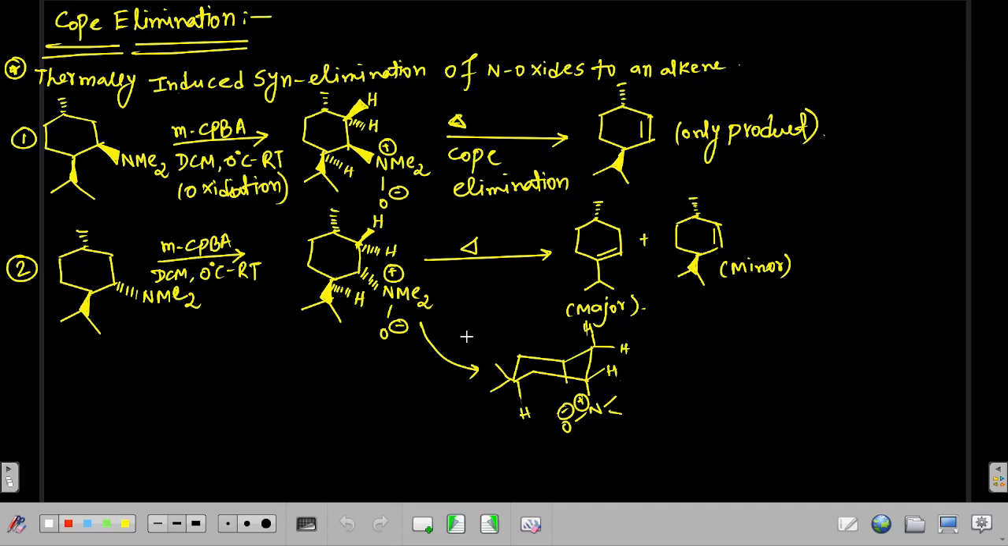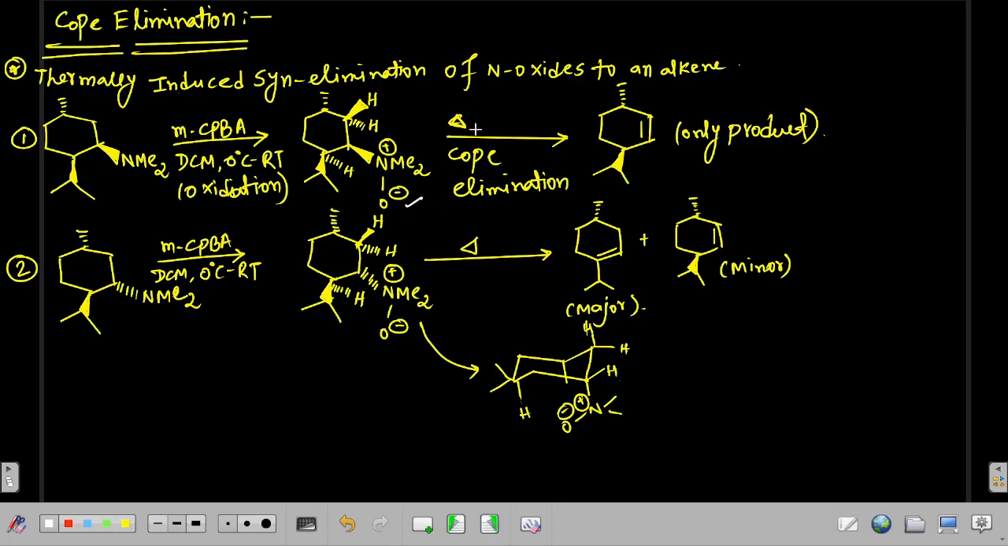Next will be the Cope elimination. The Cope elimination is a thermally induced syn elimination of N-oxides to an alkene. First, we need to prepare this N-oxide. This is the N-oxide. First, we will prepare it from the amine by oxidation with mCPBA. So it will form this N-oxide.